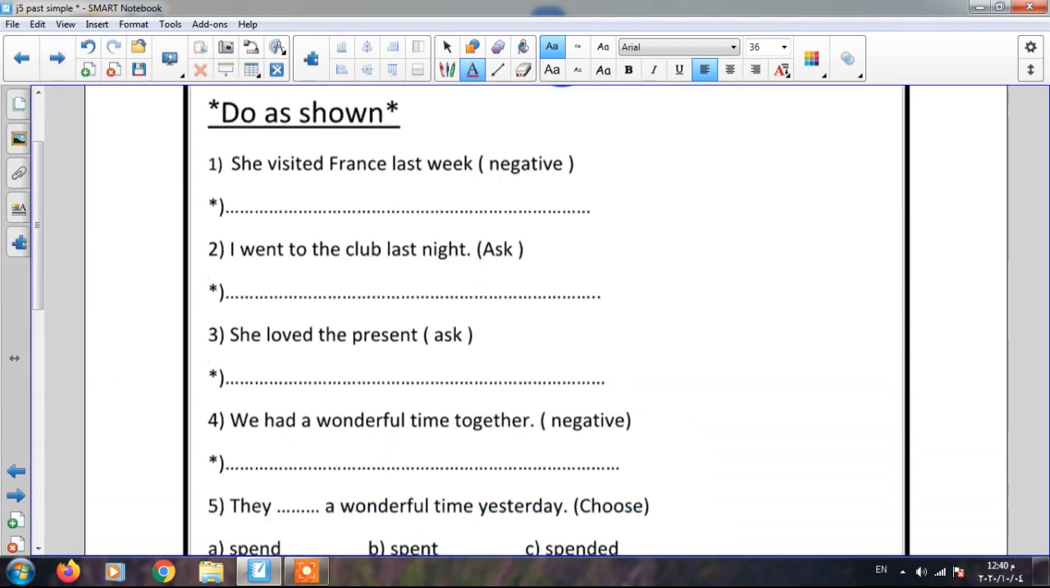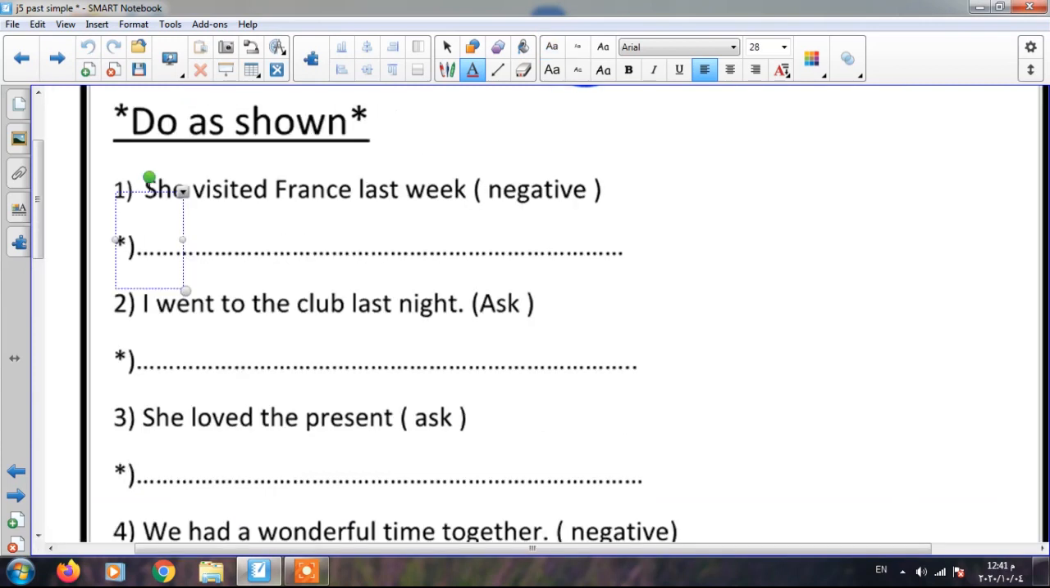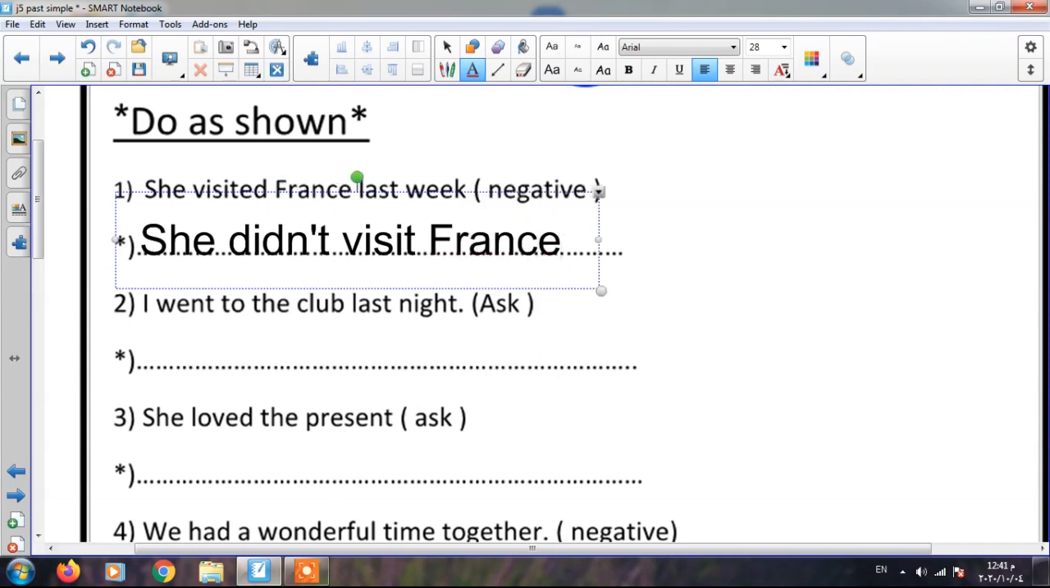Okay, so we're going to start with do as shown. She visited France last week, and he said change to negative. So we need to change this one to negative. I will say she, and to change to negative we write didn't. That's right. She didn't. Now be careful that after didn't I put the verb infinitive. So she didn't visit France last week.